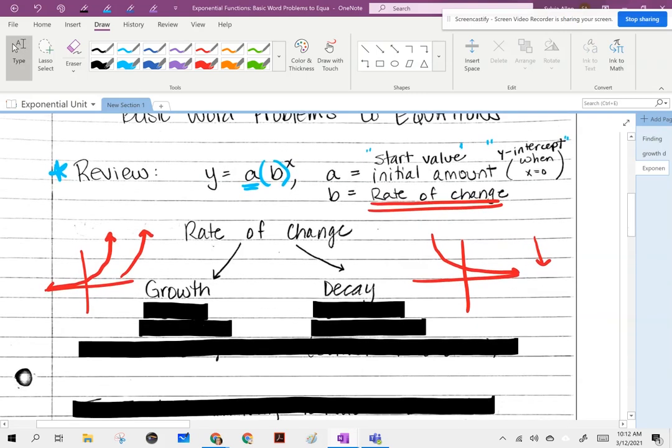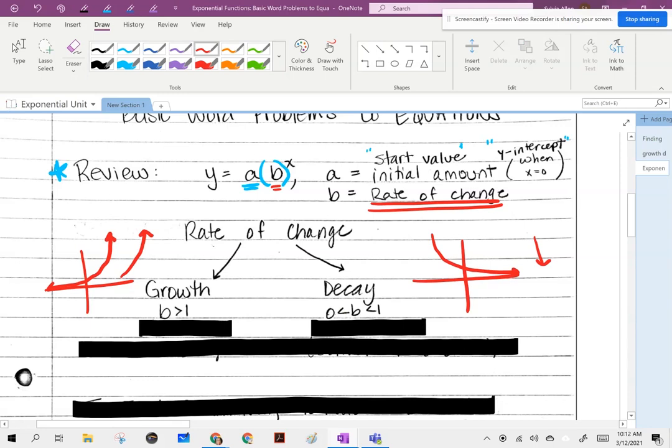So there's a couple of extra little things that we should make sure that we can associate with both growth and decay. So first of all, if it's growth, the b value, which is the number that is being raised to the power, needs to be bigger than 1 in order for it to be growth. Decay, on the other hand, needs to be a number in between 0 and 1.